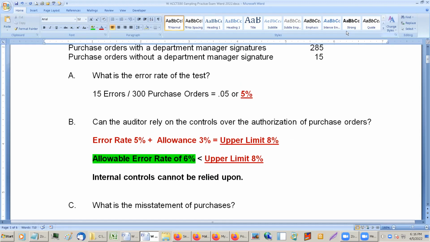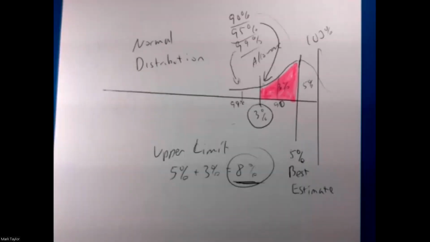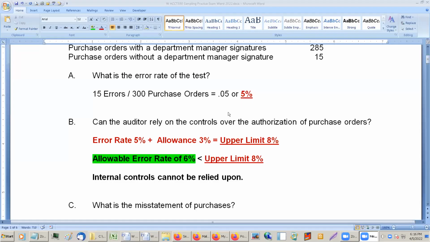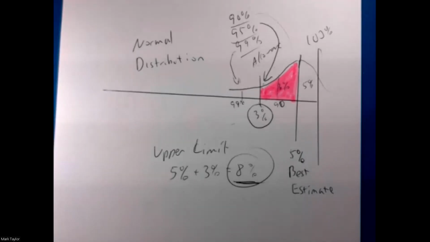Now, this is not to take judgment out of it. How do you come up with an error rate? Well, that's a judgment call. How do you come up with what the allowance is going to be? You can do it at the 90% level, the 95% level, the 99% level. What level of confidence do you want to have? Those are all judgment calls. Sampling doesn't take the judgment out at all.